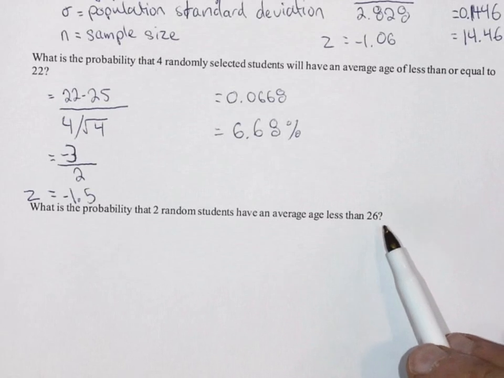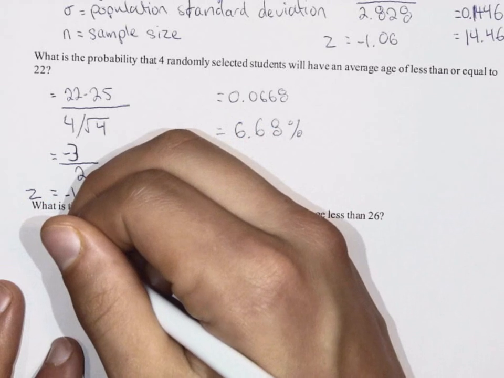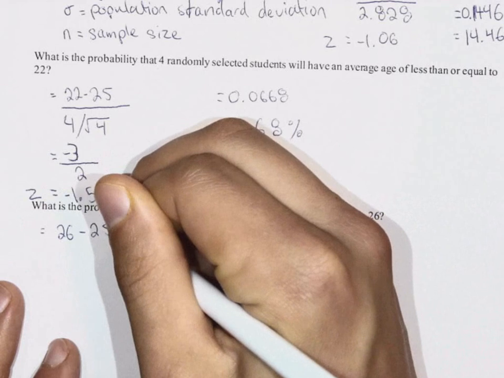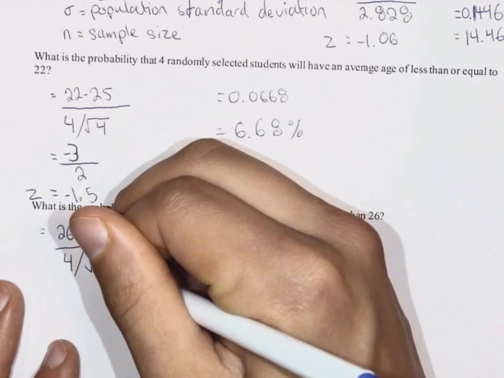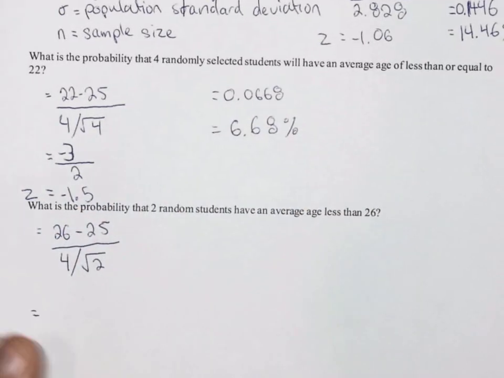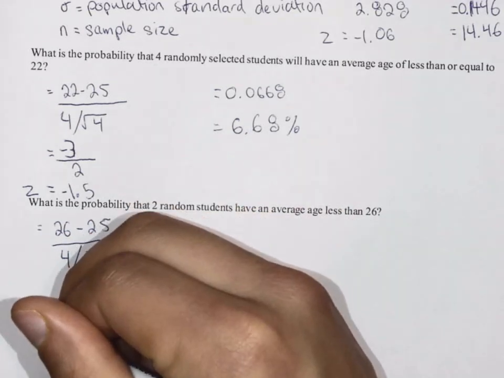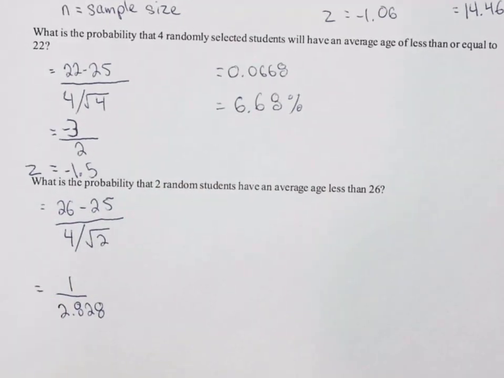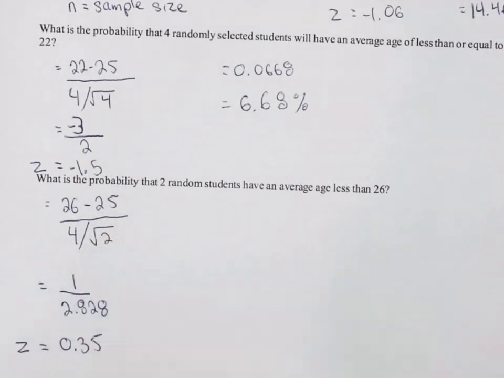So now we're changing our x bar. We're going to use the same formula. Our z-score is now 0.35.